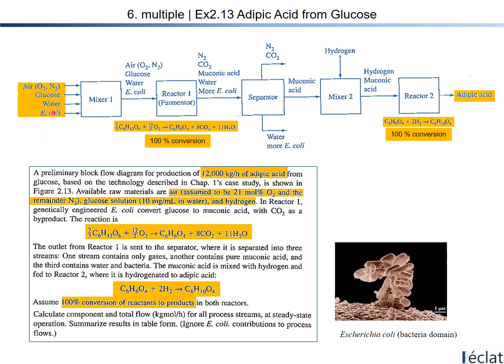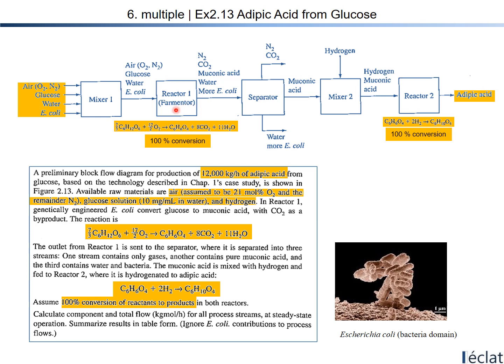So let me follow this series of units. The first reactants are introduced into mixer 1, and then that mixture goes to reactor 1. Reactor 1 is a kind of fermenter, and inside the fermenter, this E. coli bacteria digest glucose and oxygen. Then finally, this bacteria would produce muconic acid. This muconic acid is finally converted to the final product, adipic acid. Anyway, let me go back to reactor 1.